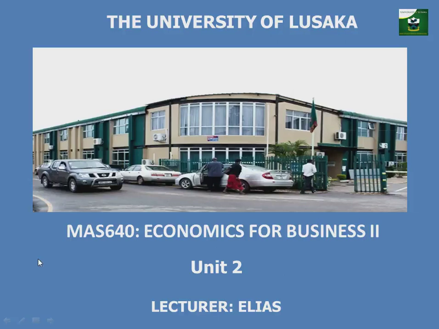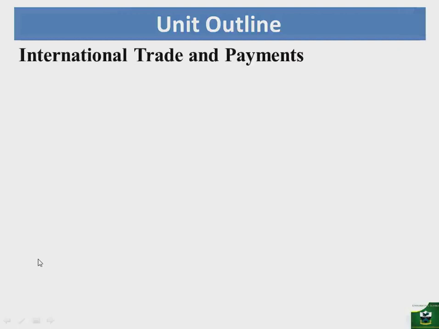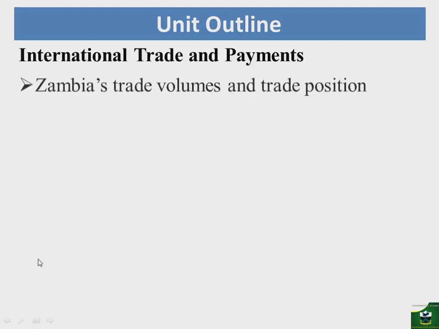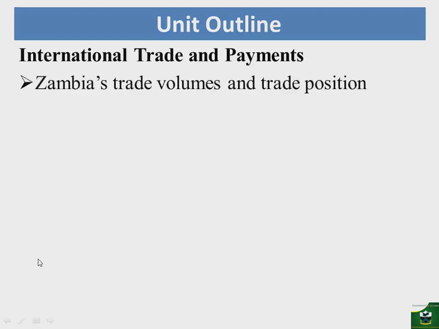So let me take you through the outline for this unit. In this unit we are going to look specifically at international trade and the payment systems, and then later on in unit 3 we are going to develop the payment system further. Under here, we'll start by looking at Zambia's trade volumes and the trade position. We will look at some data of Zambia's exports and see the trading partners, and maybe see how Zambia has benefited from international trade.